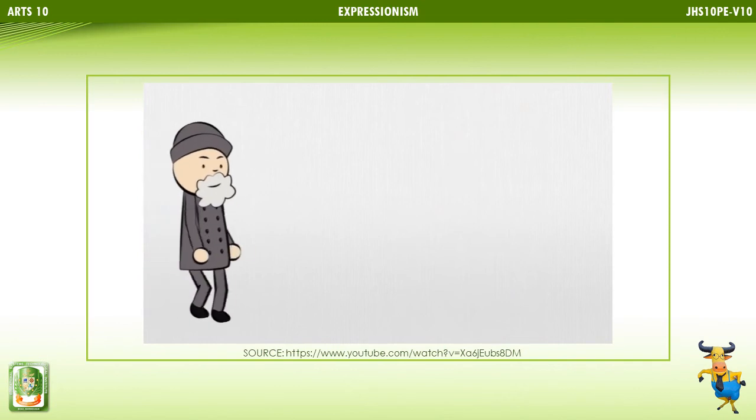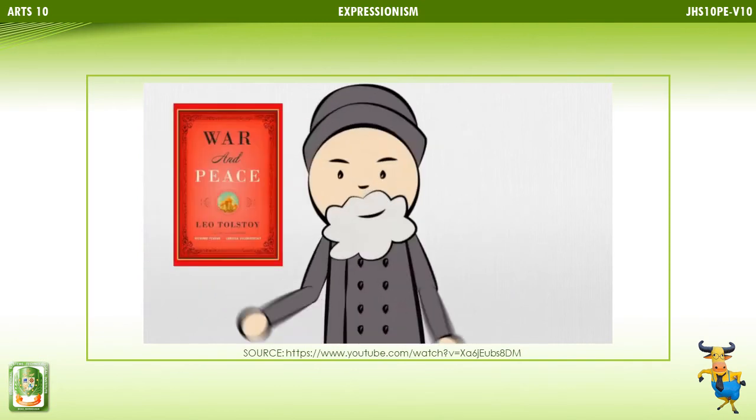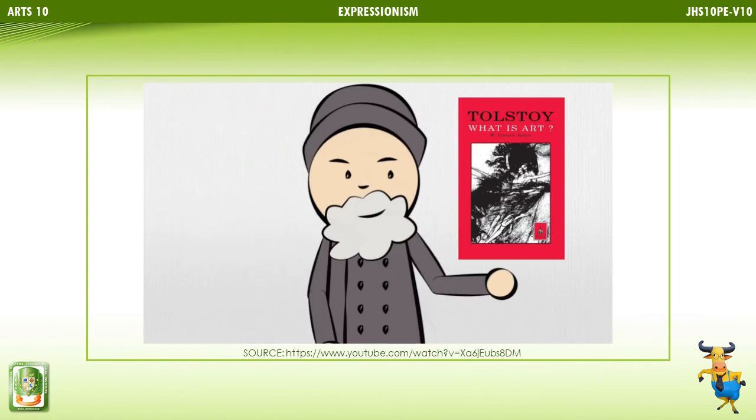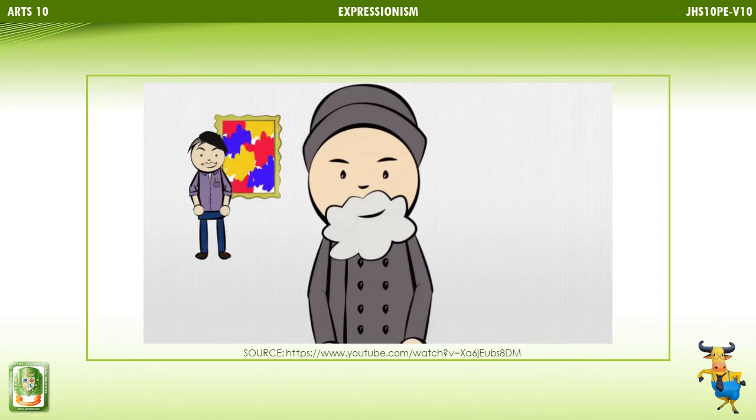Expressionism as a theory dates back to 1897, when Leo Tolstoy, of War and Peace fame, wrote What is Art? At first, Expressionists were only concerned with two terms, the artist and the artwork. Tolstoy added a third term, the viewer.